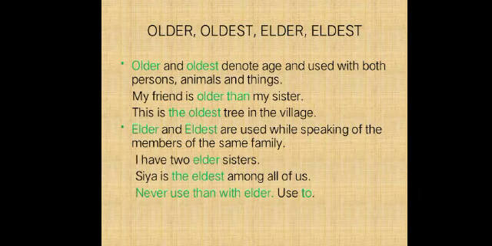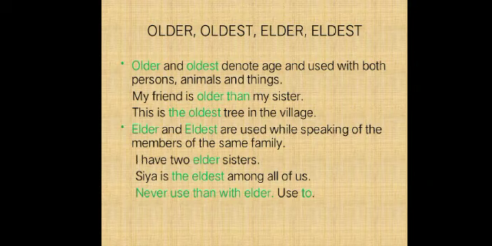And elder and eldest are used while speaking of the members of the same family. I have two elder sisters. So here, the two sisters are of the same family. When we talk about the members of the same family, we cannot use older, we should use elder. That is the difference in the usage of older and elder. But when we are talking about our friends or relatives or some others, we can use older. Suppose we are older in age, or others are older, we can use older than.